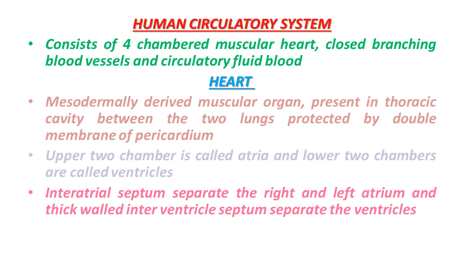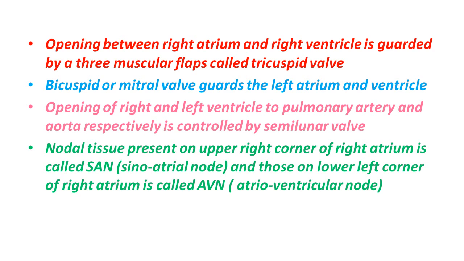The opening between the right atrium and the right ventricle is guarded by a valve formed of three muscular flaps or cusps, and that's why this is known as the tricuspid valve.